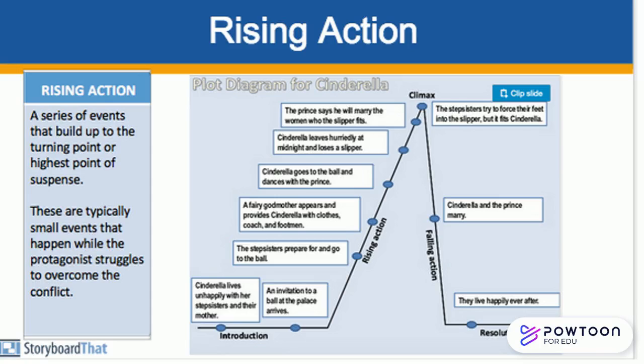The rising action of Cinderella has quite a few events. The stepsisters start to prepare for the ball, but Cinderella really wants to go along. Her fairy godmother comes along to try to make that happen. She eventually does get to go to the ball and dances with the prince. In Cinderella's haste to leave the ball, she steps out of her glass slipper. The prince finds it and says she will marry the woman who will fit into the shoe.